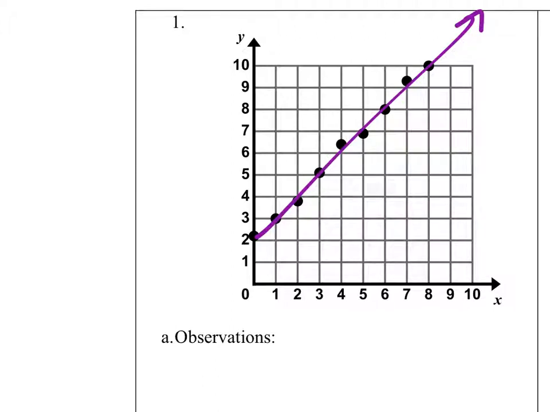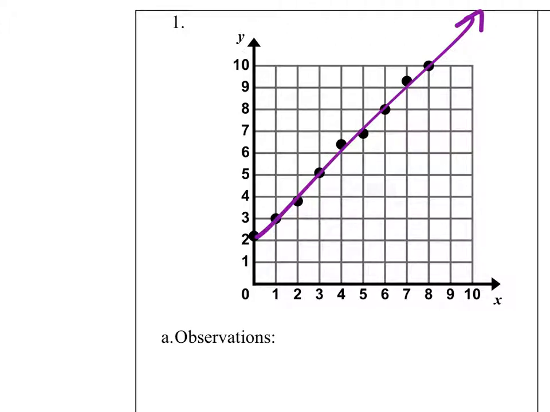Now notice I'm not connecting the dots here. This is not connect the dots. This is just drawing a line to represent the data the best that we can. Some people call this the line of best fit. It just shows the trend of the information, which is why they also call it the trend line. But they are the same thing.